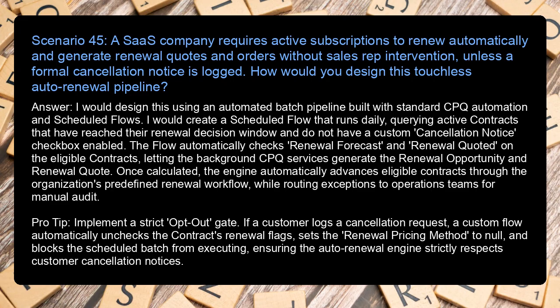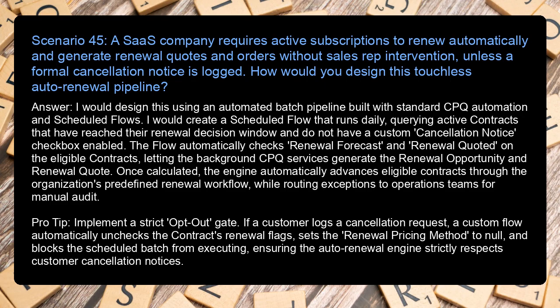The flow automatically checks renewal forecast and renewal quoted on the eligible contracts, letting the background CPQ services generate the renewal opportunity and renewal quote. Once calculated, the engine automatically advances eligible contracts through the organization's predefined renewal workflow, while routing exceptions to operations teams for manual audit. Pro tip: implement a strict opt-out gate.